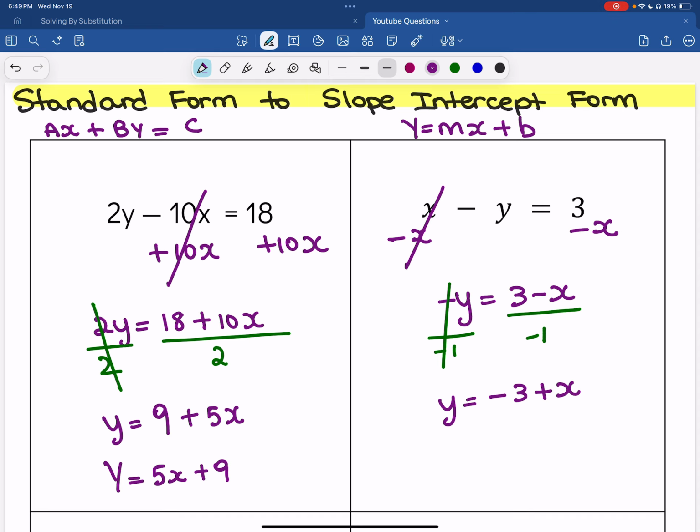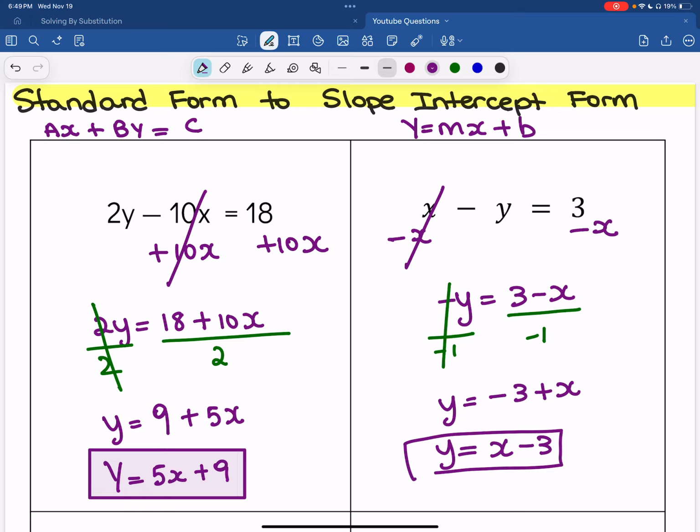In slope-intercept form, we need to write the slope first, right? We need to write the variable first, the mx. So that would be y is equal to x minus 3. And that's all there is to putting an equation that is in standard form to slope-intercept form.